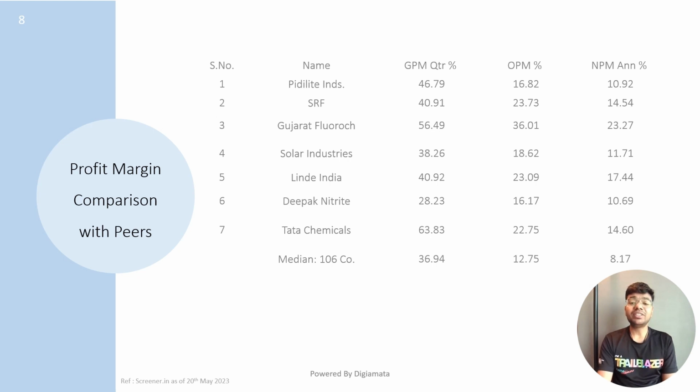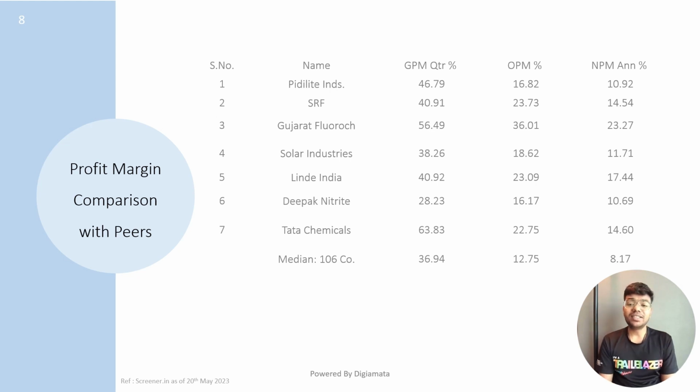And if you compare it with the industrial median, by the way, we are going to use median and not mean. You can watch lecture 5 where we have explained why median is a better criteria to compare than your mean. Okay, so your median was around 36.9%, while Tata Chemicals is doing around 63.83%. That means it has a better gross profit margin across the peers, and that is a good thing.